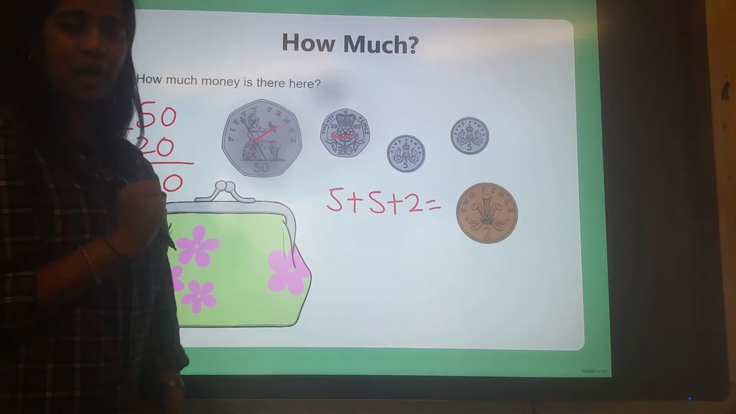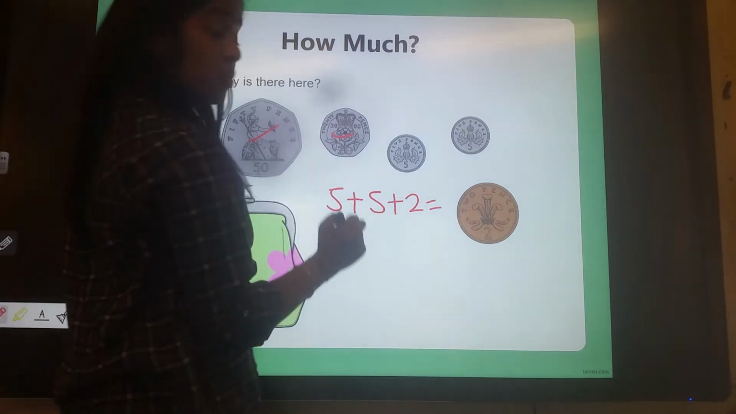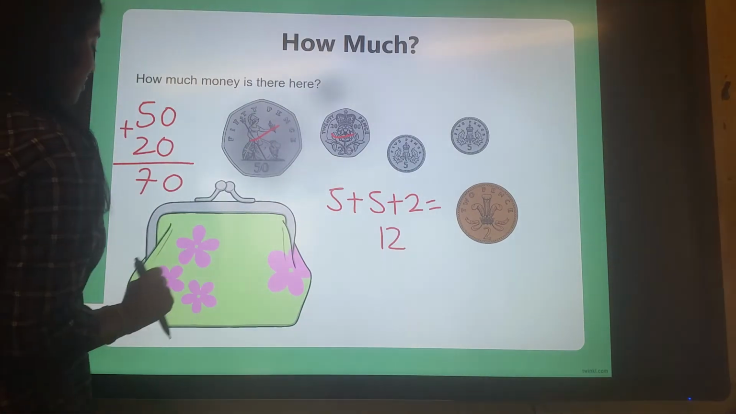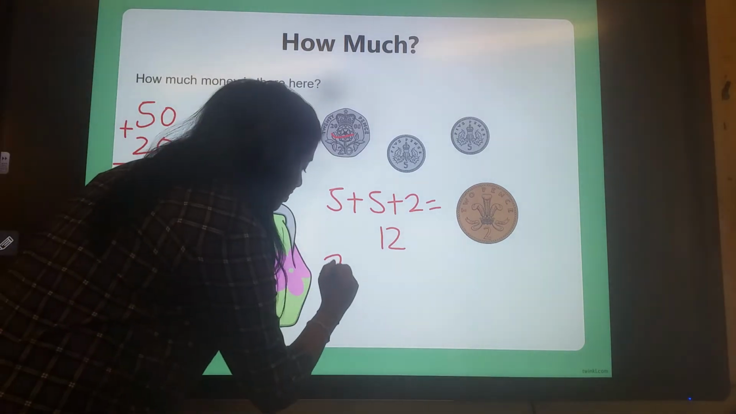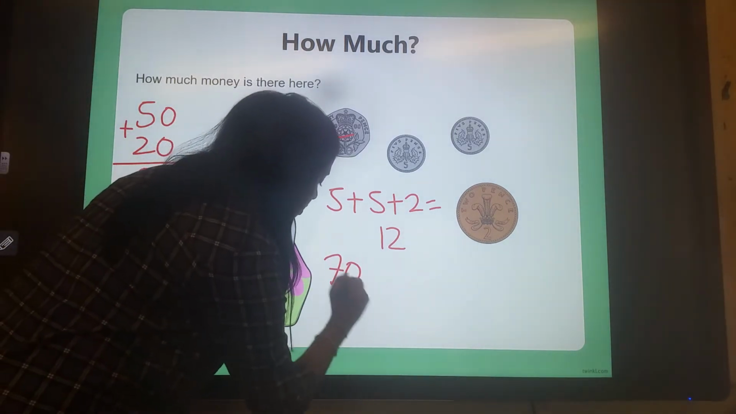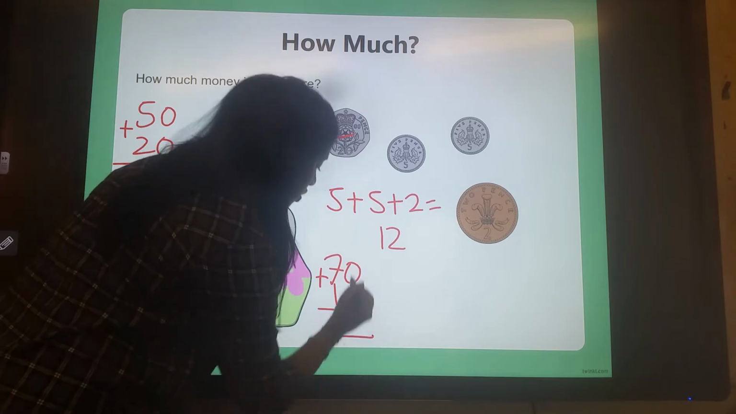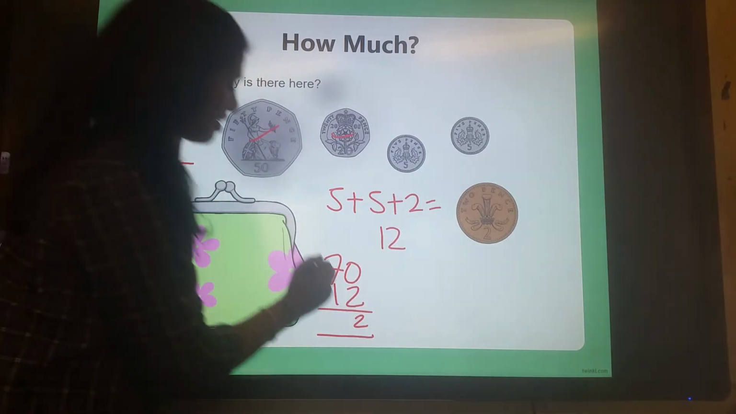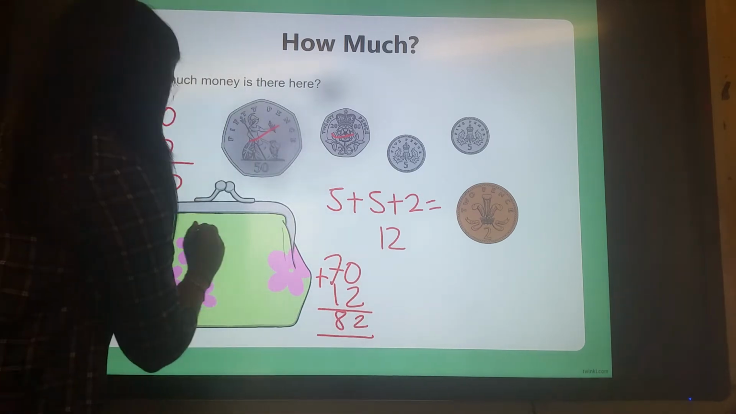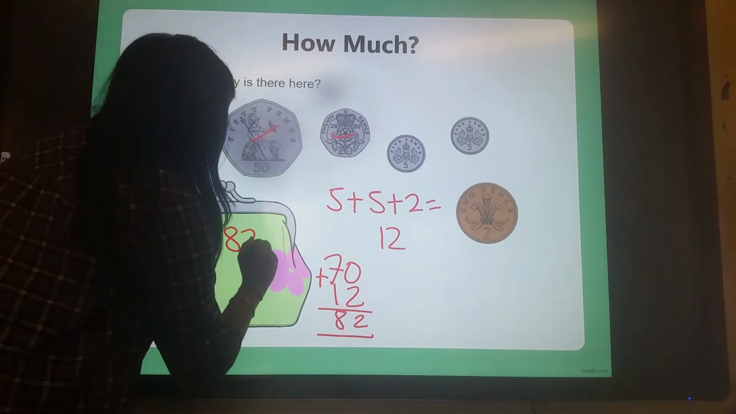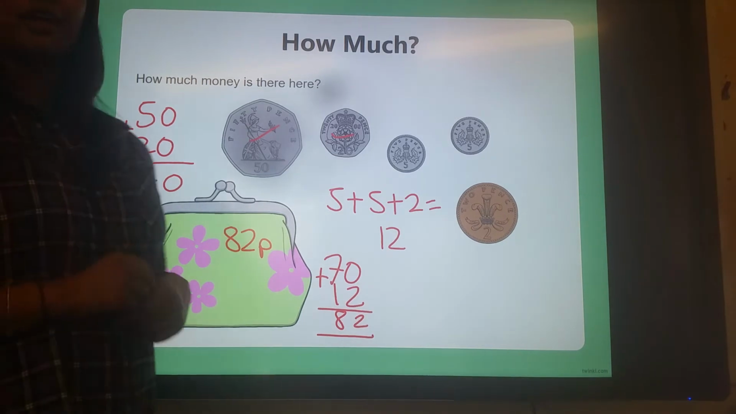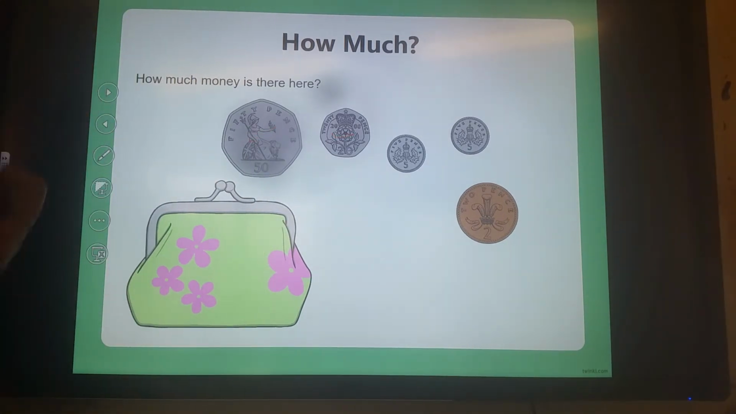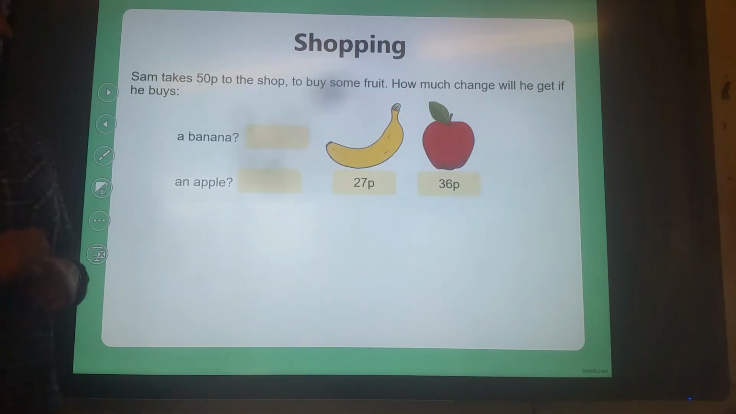So 5 plus 5 we know is 10. And 10 plus 2 is, excellent, it's 12, okay? I now need to add 70 and 12 together. So 70 plus 12, so 0 plus 2 is 2, 7 plus 1 is 8, well done. So my answer is going to be 82p. Well done if you got that question correct. Next question, off you go.